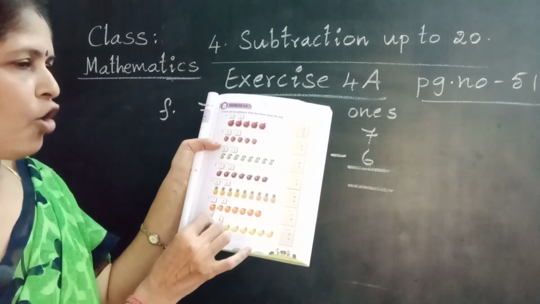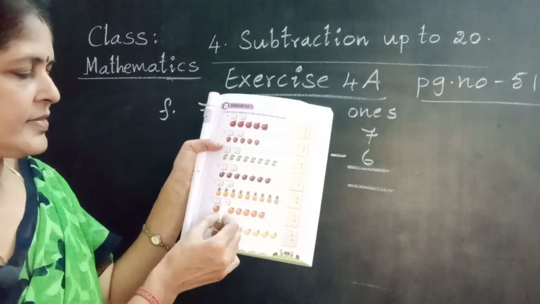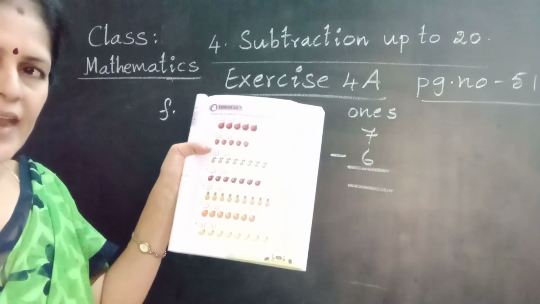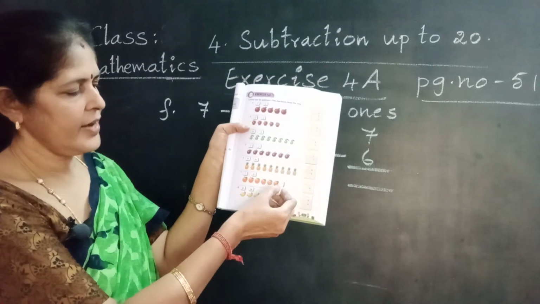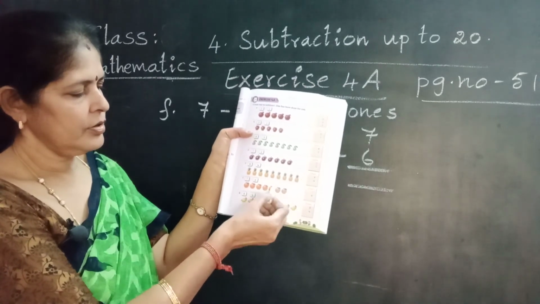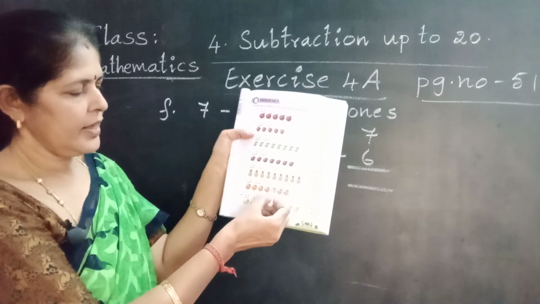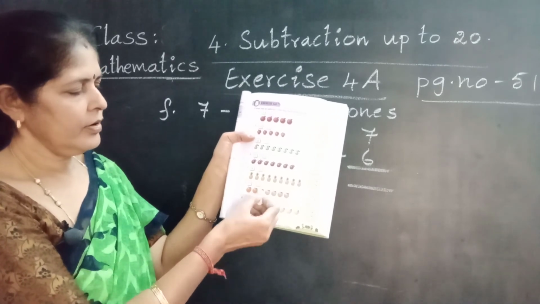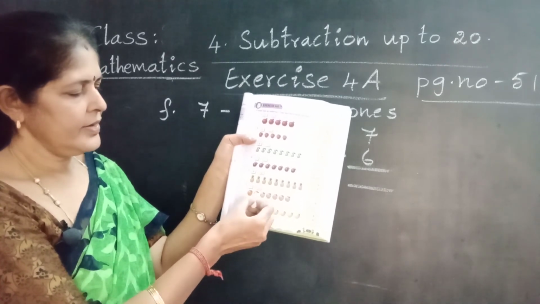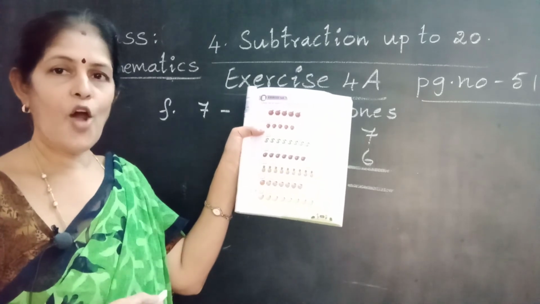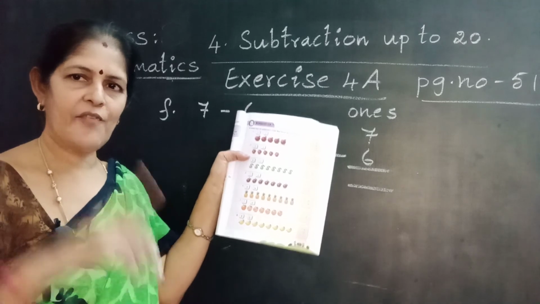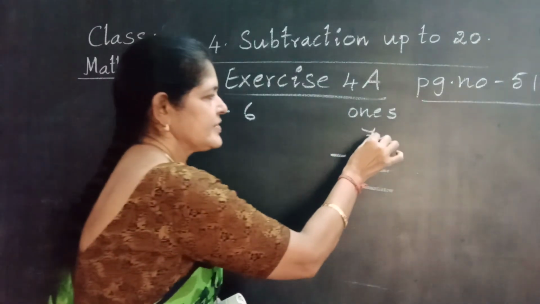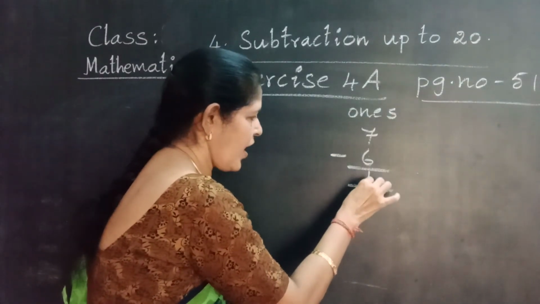Now how many are taken away? 6. Now start crossing. 1, 2, from the right side. 3, 4, 5, 6. Then how many are left? 1. How many oranges are left? 1. That means 7 minus 6, 1.